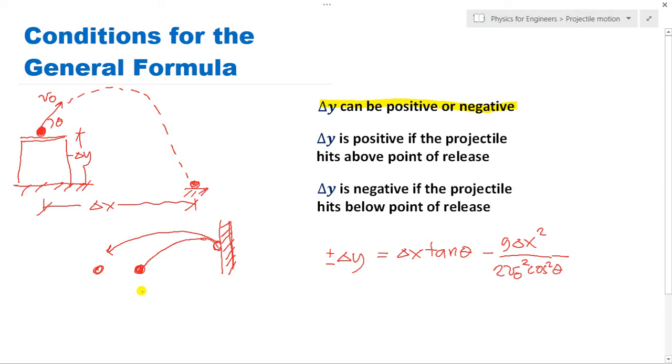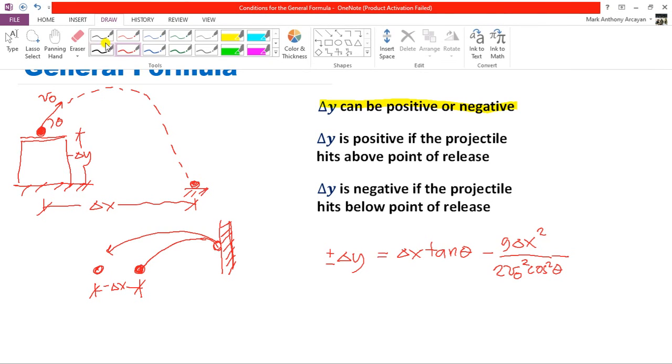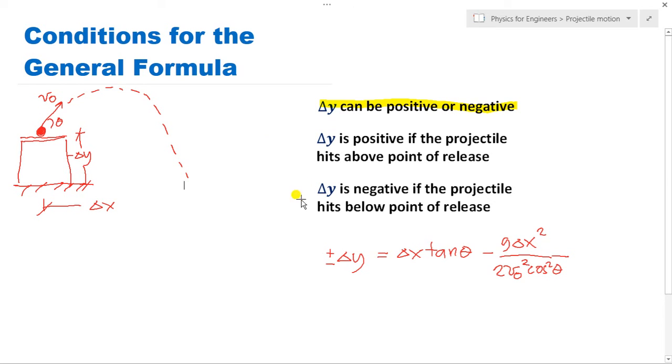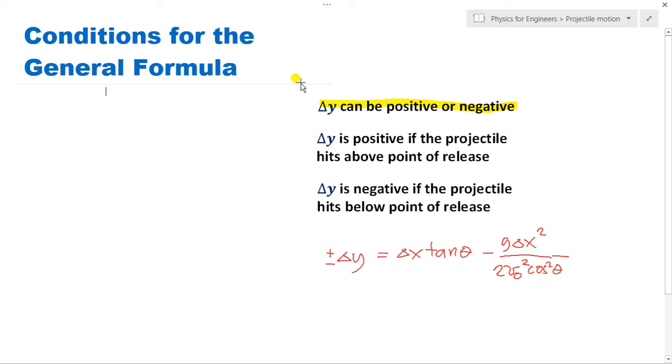Kasi kapag sinasabing negative of delta x, is ito yun. Negative delta x on the other side. But for a projectile motion, walang ganito na magbabounce back. Therefore, delta x is always positive here. Kasi, it is the distance or the displacement along the path or the direction of our motion. So, yun lang yung first natin na condition. Delta y, or yung displacement natin along the y direction, can be positive or negative.